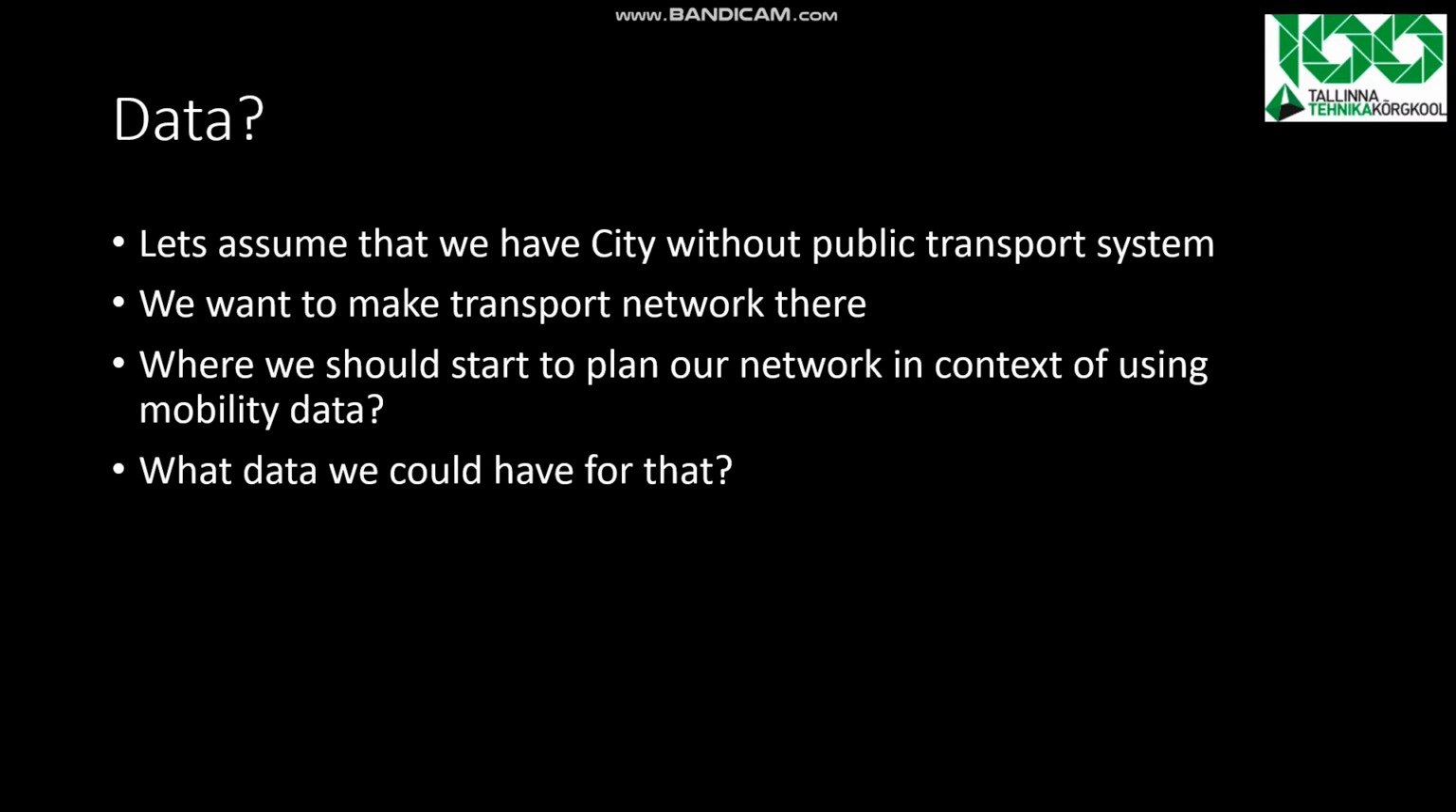Let's assume that we have a city without a public transport system, and we want to make a transport network there. This is an imaginary thing. So where should we start to plan our network in the context of using mobility data? What data could we have for that? We first have to think about where people live and where they are going to work, or where they commute.